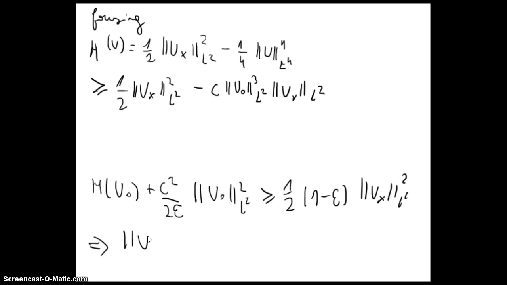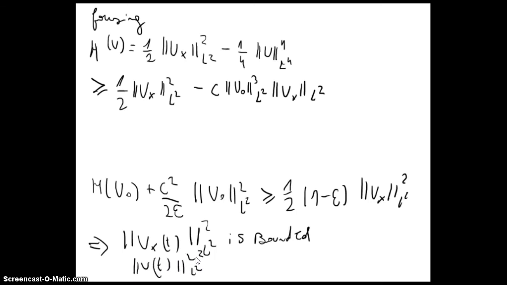So the norm of u_x(t) squared in L2 is bounded, and we know that the norm of u(t) squared in L2 is bounded. So then we have that the norm of u(t) squared in H1 is bounded. That is what we wanted to see.